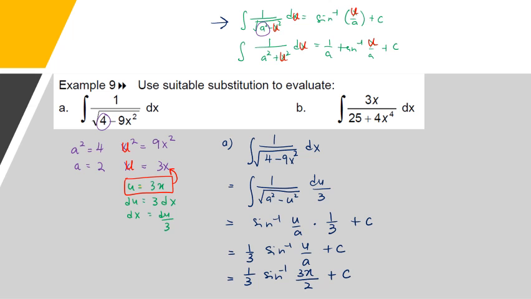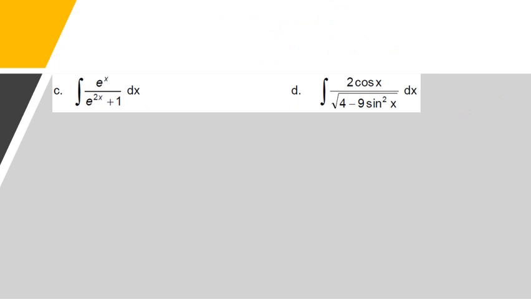So A. So B. B saya tinggal untuk awak. Saya bagi jawapan. So B, the answer for B is, okay, 3 over 20 tangent inverse 2x square over 5 plus c. Right? Okay, next example. Okay, C. Exponent x over exponent 2x plus 1 dx.